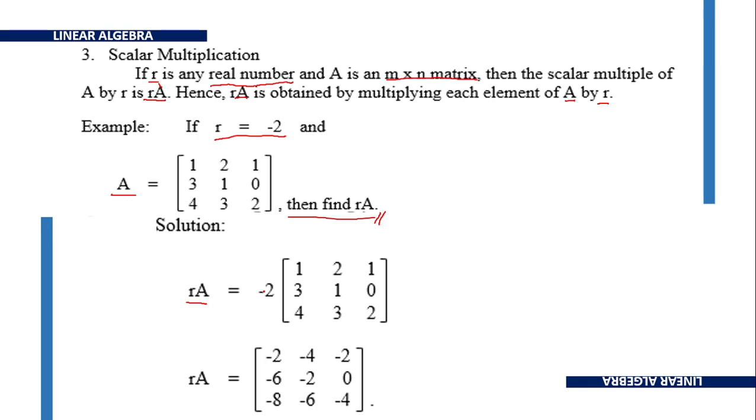So negative 2 times 1, so we have negative 2. Negative 2 times 2 is negative 4. Negative 2 times 1 is negative 2. And negative 2 times 3 is negative 6. Negative 2 times 1 is negative 2. Negative 2 times 0 is 0. Negative 2 times 4 is negative 8. Negative 2 times 3 is negative 6. And negative 2 times 2 is negative 4. Therefore, this is our matrix RA. Okay? So, ganun lang yung scalar multiplication.